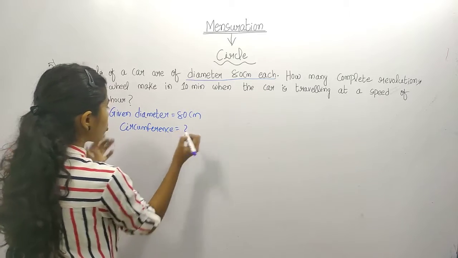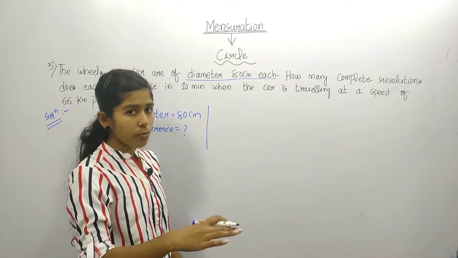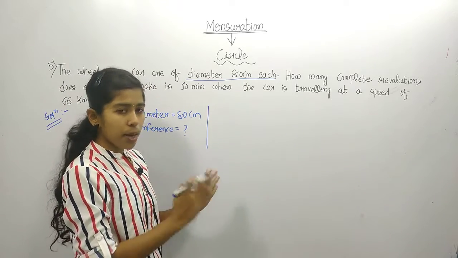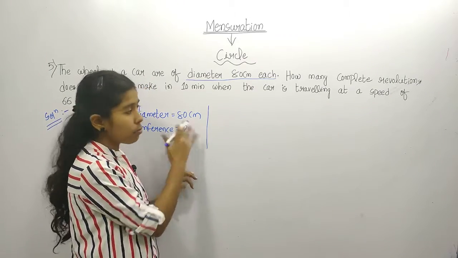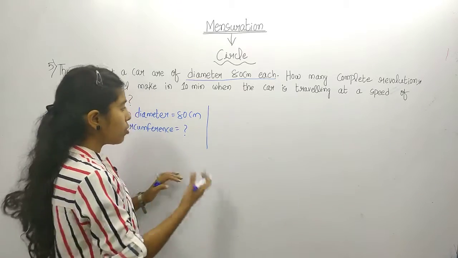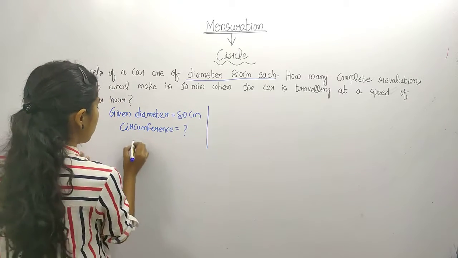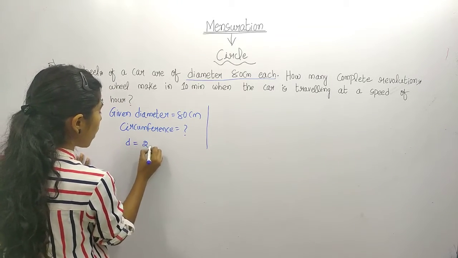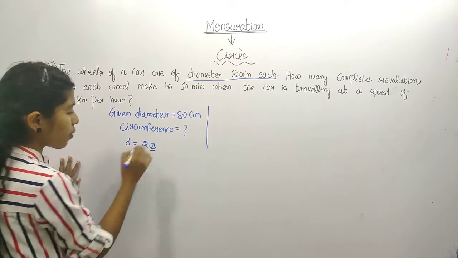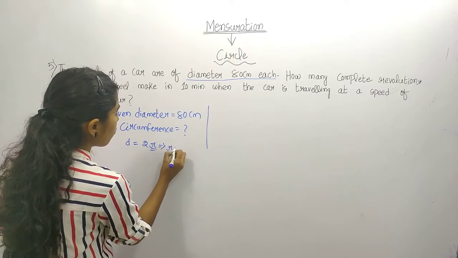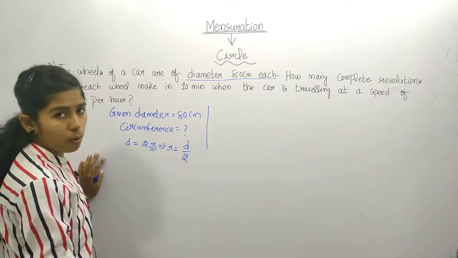Can you tell me what is the circumference of a circle? Circumference of a circle is 2 pi r. No worry about 2 and pi, but you have to know the radius first. We know the diameter, but we don't have any idea about radius. So let's find radius from diameter. If diameter is 80 cm, d equals 2r, diameter equals 2 into radius. So what will be the formula for radius? Diameter divided by 2. This is the formula of radius.